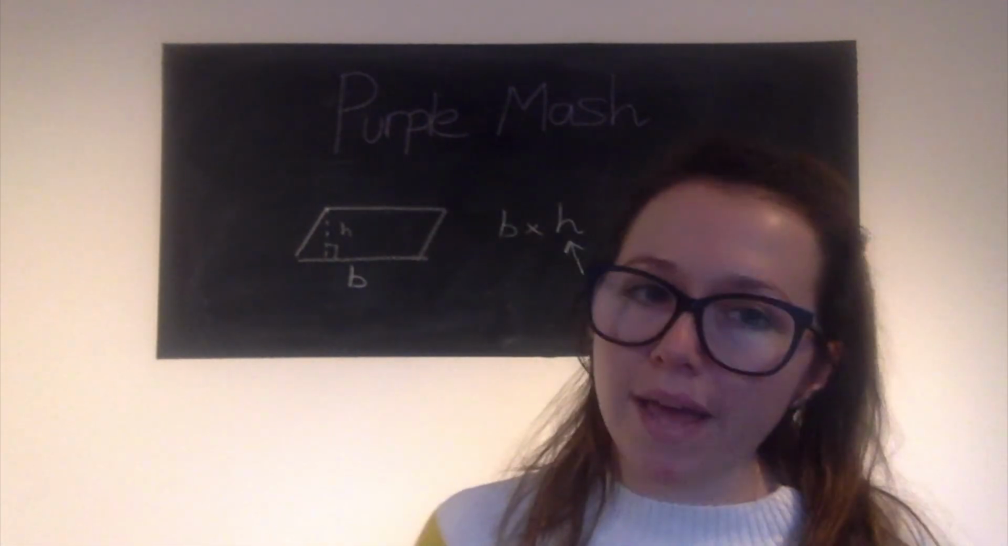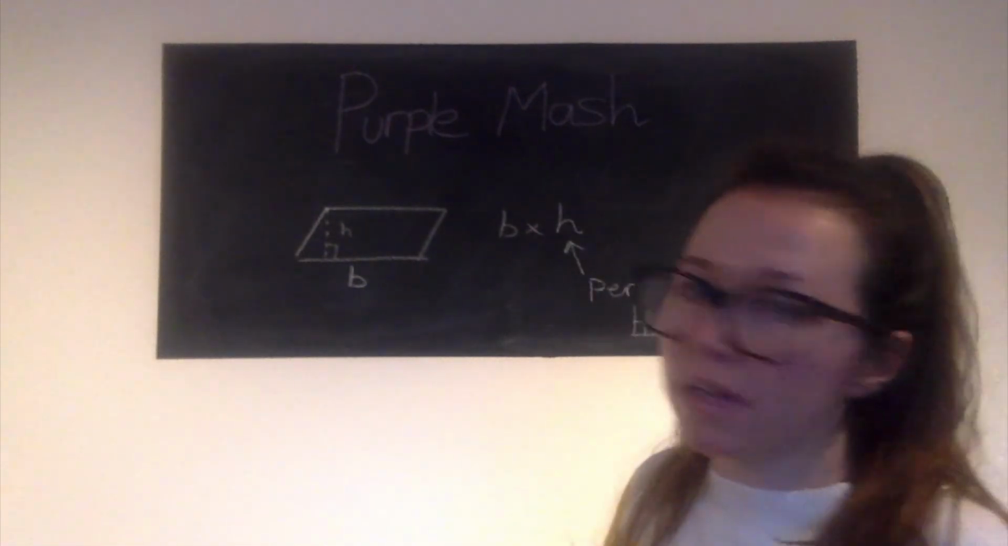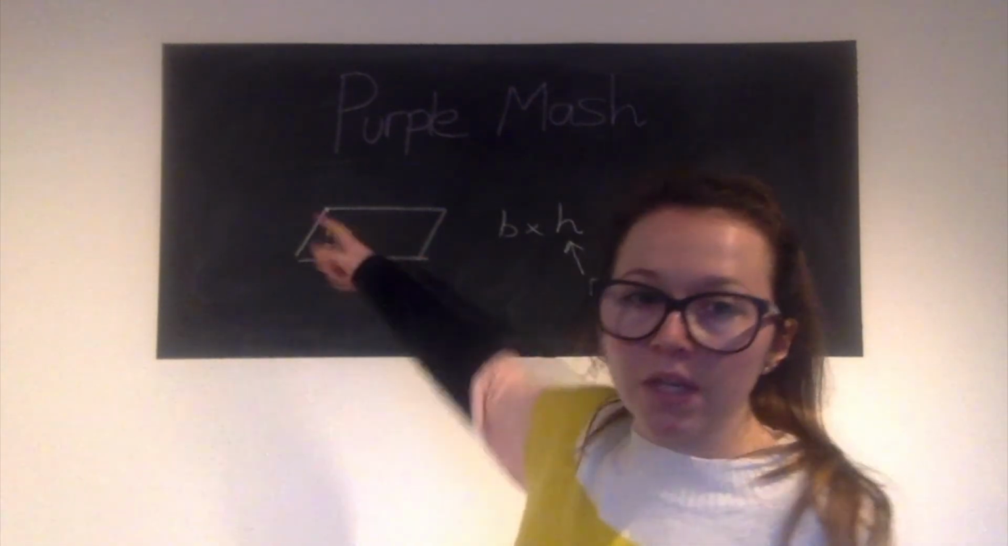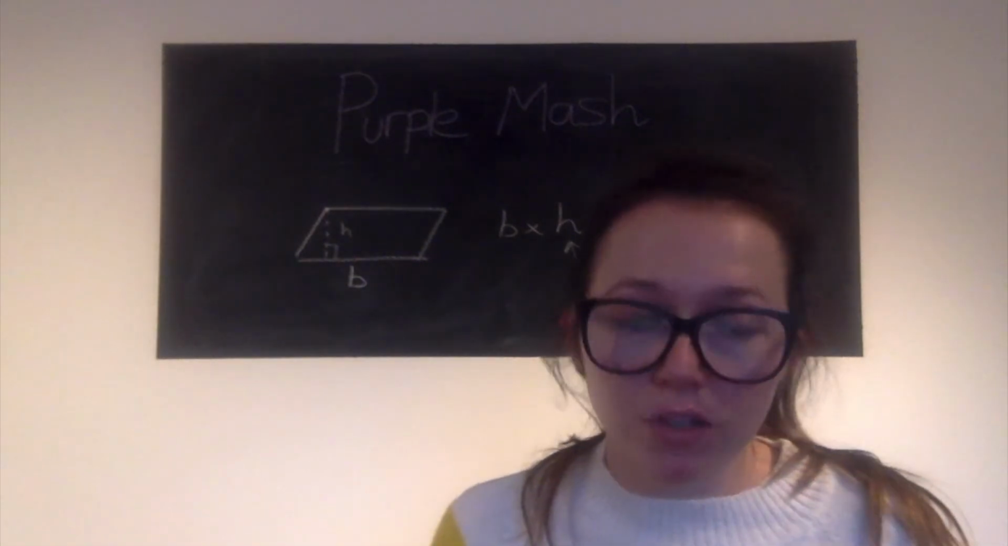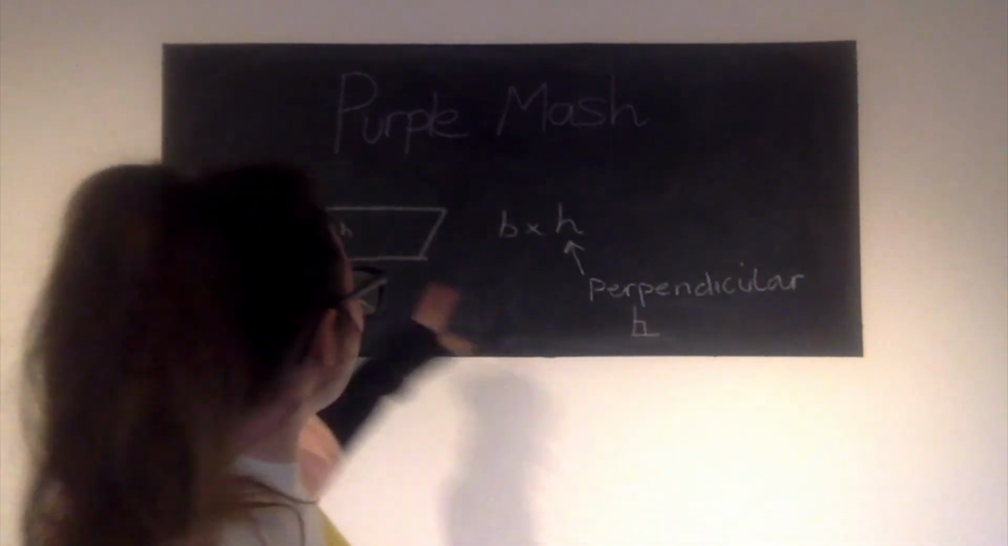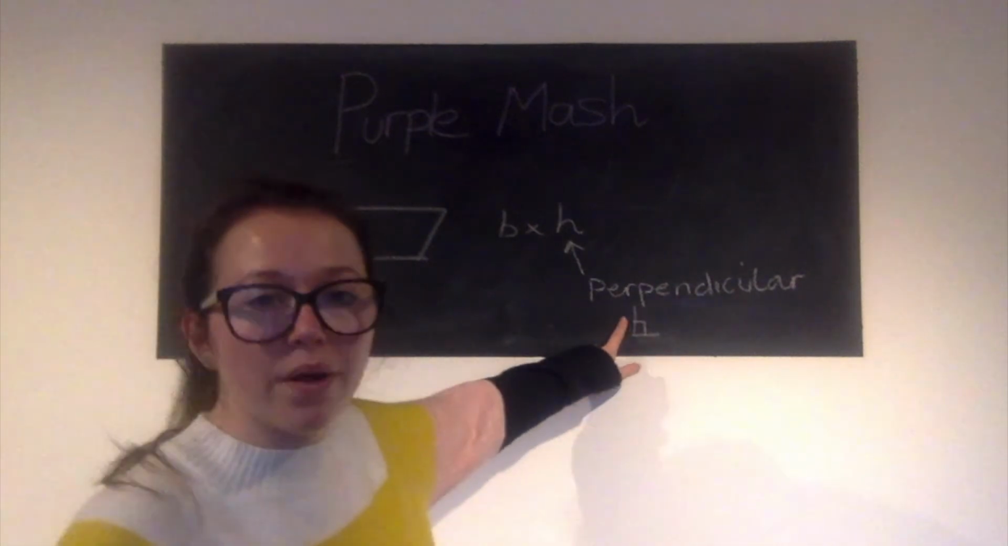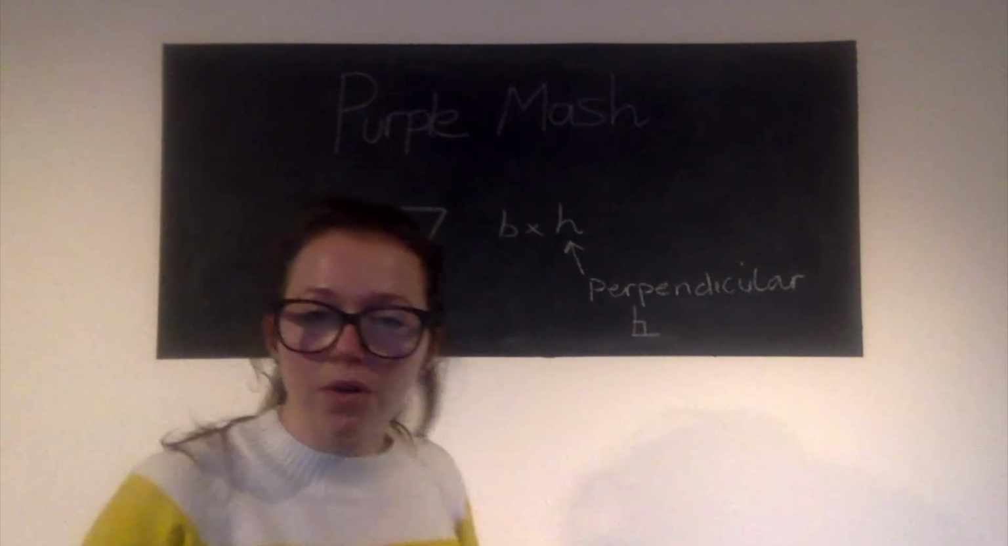Things to remember today, so you're looking for the area, the inside space of a parallelogram. To do that, our formula is base times by height. And just like our triangle, to find the height, it's the perpendicular part, so the part where it meets at a right angle. Okay, good luck.